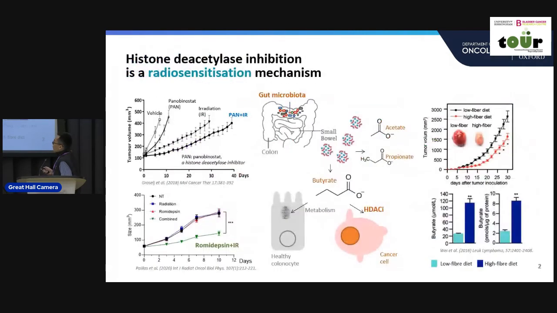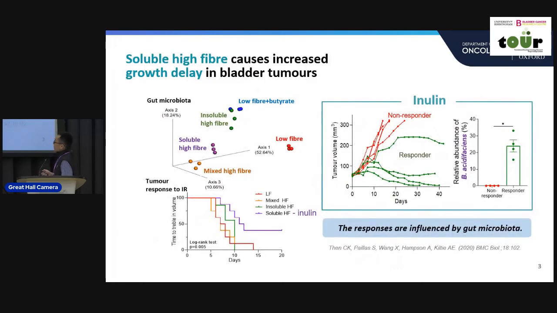So that's why we are thinking, if we treat the mice with high dietary fiber, it leads to a modified gut microbiota and enhanced production of short-chain fatty acids, which accumulate in the tumor cells and make them more sensitive to radiation. This is the first part of my project. I did it in immunocompromised mice.